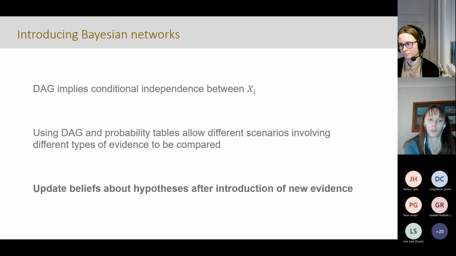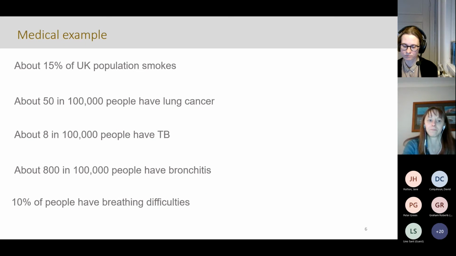Because they're using directed acyclic graphs, Bayesian networks imply conditional independence between the different variables in your Bayesian network. They allow different scenarios to be compared, and for you to compare the effect of different pieces of evidence coming into the network in different ways. So then you can understand more about how the new evidence is affecting the node of interest in your network. That means that you can update your beliefs about a given hypothesis in this network as you introduce new evidence into the system, which is really helpful in a lot of different fields.